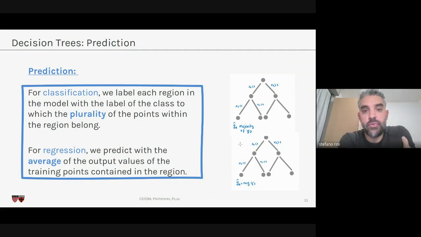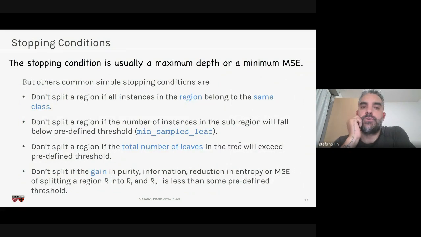So for classification, we label each point in the region in the model with the label of the class that has the majority in the region. And for regression, we can choose the average of the values of the elements in a certain region. Good. So the stopping criteria is usually maximum depth or a minimum MSE.